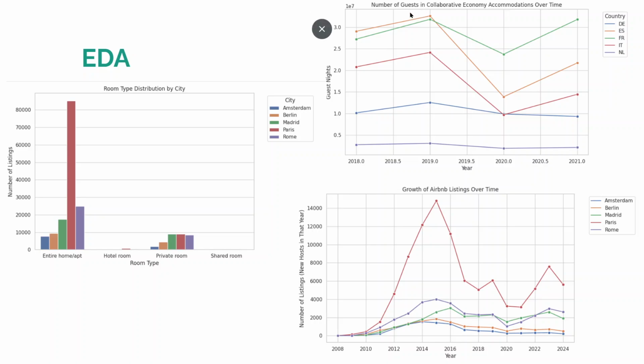Here you can see number of guests in collaborative economy accommodations over time. That's from Eurostat data. Here, important trend is that it declines in 2022, and we can see the same trend in Airbnb data. That's growth in Airbnb listings over time. Its usage skyrockets at 2015, but it then starts to decline, reaching about its maximum at 2020. And as we can see, they show the same trend.